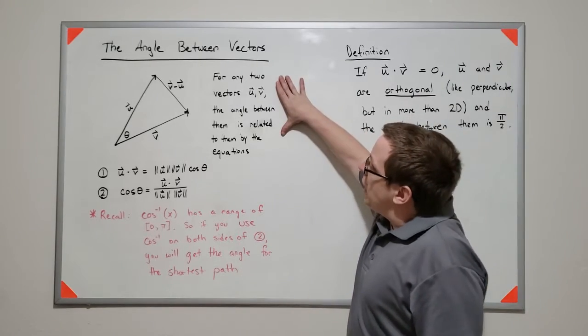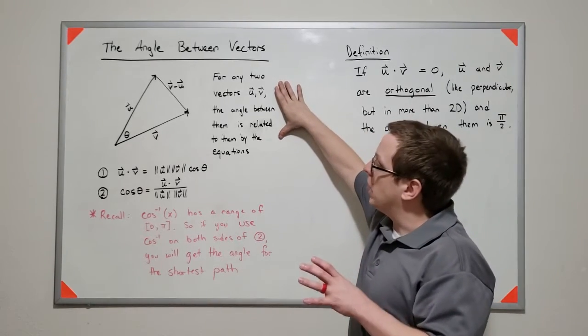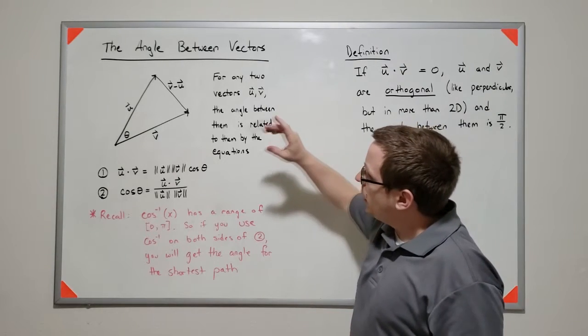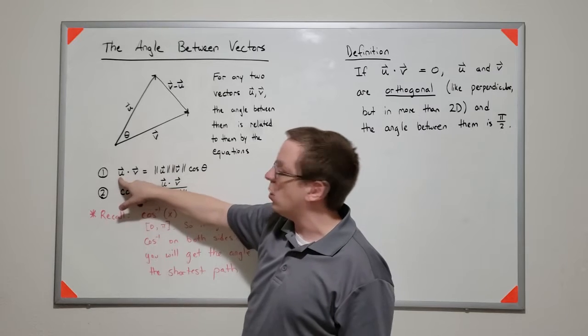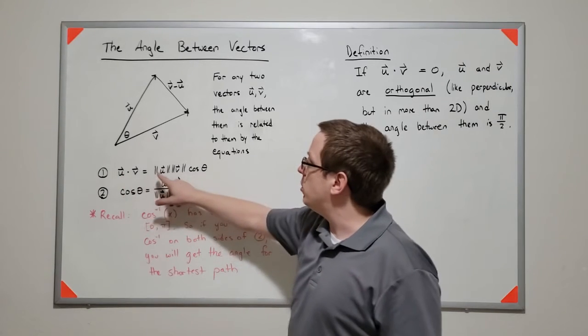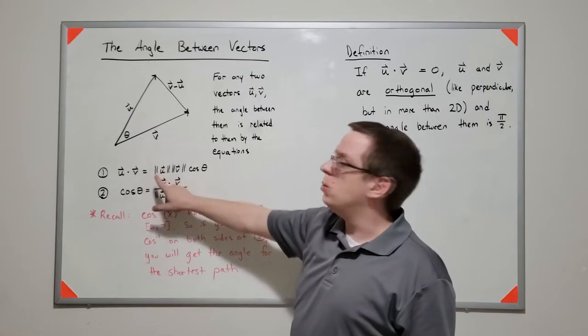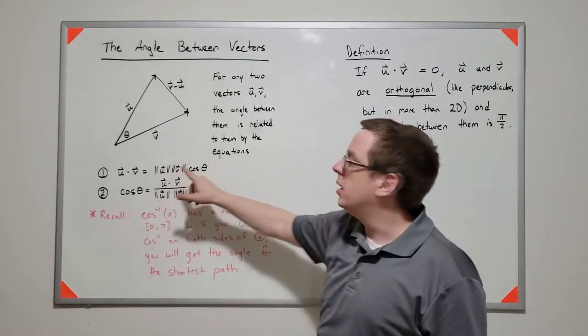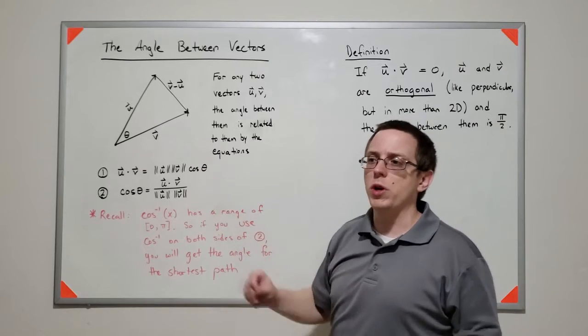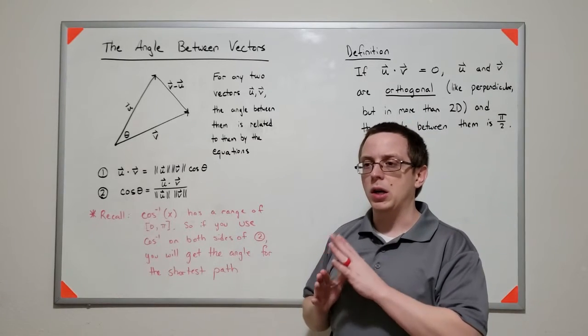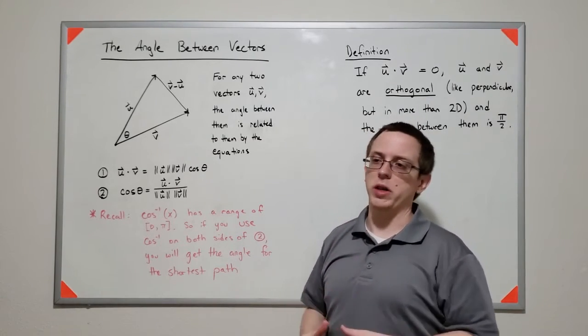So if we want to figure out how these angles are related to each other, then we can use the dot product to say that the value of the dot product is equal to the magnitude of u times the magnitude of v times the cosine of the angle between them. And this is often useful when you only know the magnitudes and the angles between the vectors.